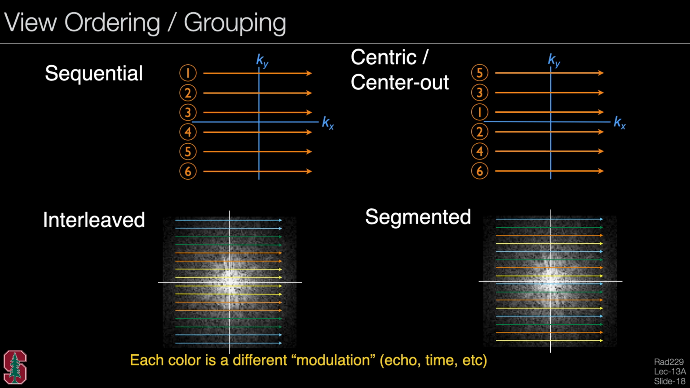So in all of these cases, you'll have some kind of modulation of k-space, and if you take the Fourier transform of that modulating function, you will convolve the point spread function with that, and this will give you the overall point spread function.